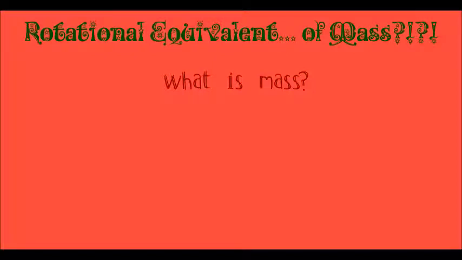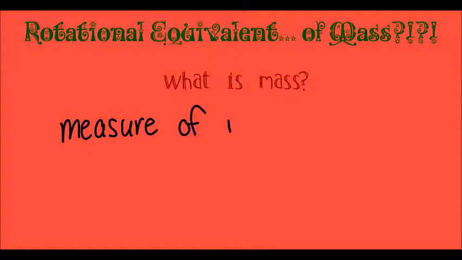That may seem a little odd because mass is a scalar, and so it maybe doesn't make sense for it to have a rotational equivalent. So to understand why it has a rotational equivalent, let's talk about what exactly is mass. Earlier this year, we defined mass as being a measure of an object's inertia, or a resistance to a change in its motion. Something that has more mass resists a change in its motion more.